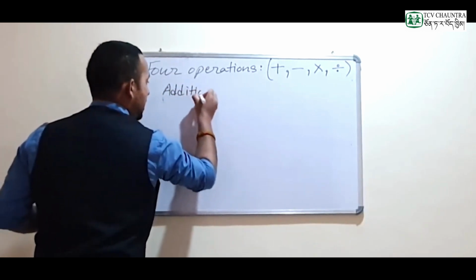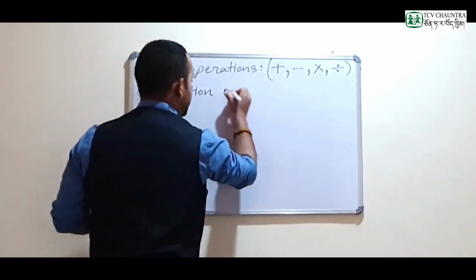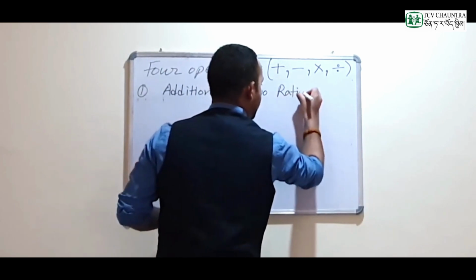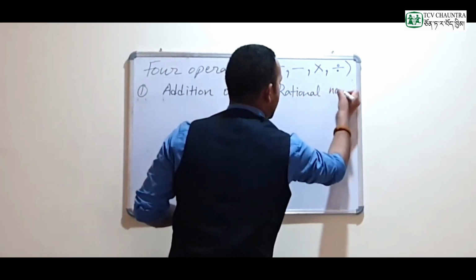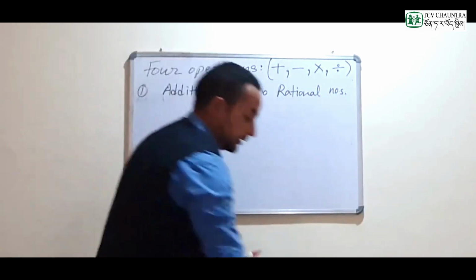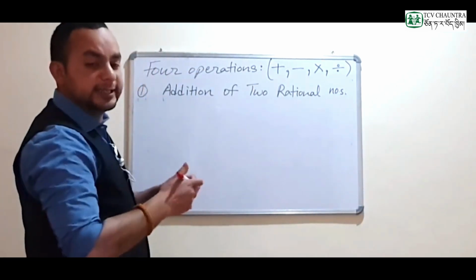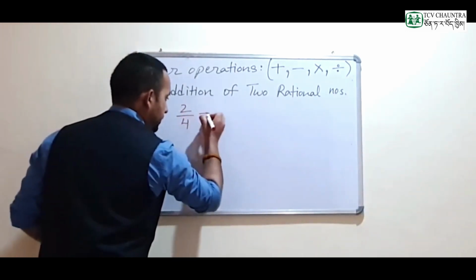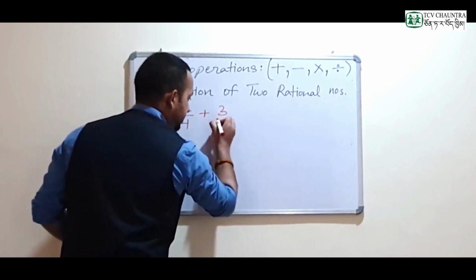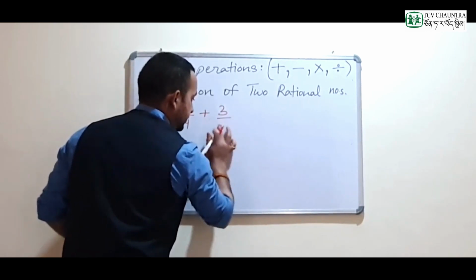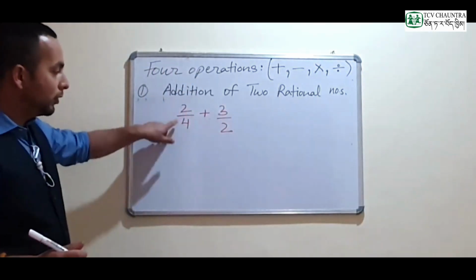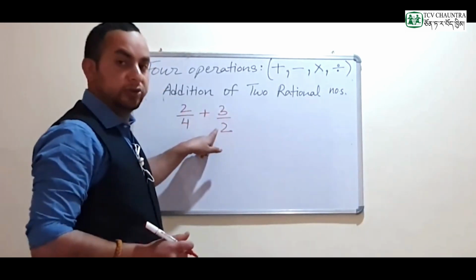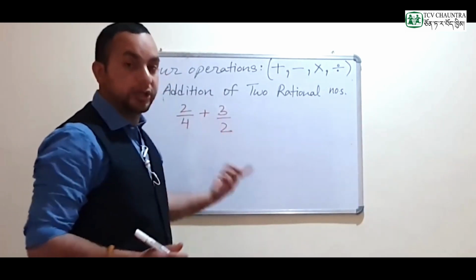Discuss addition of two rational numbers. For example, if I take an example like 2 upon 4 plus 3 upon 2. So 2 upon 4 is your rational number and plus 3 upon 2 is again your rational number. Now we are going to add these two rational numbers.